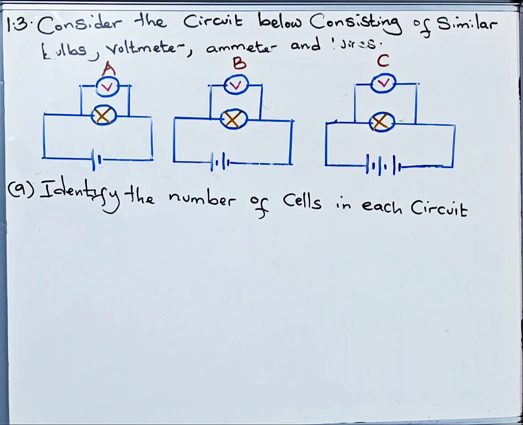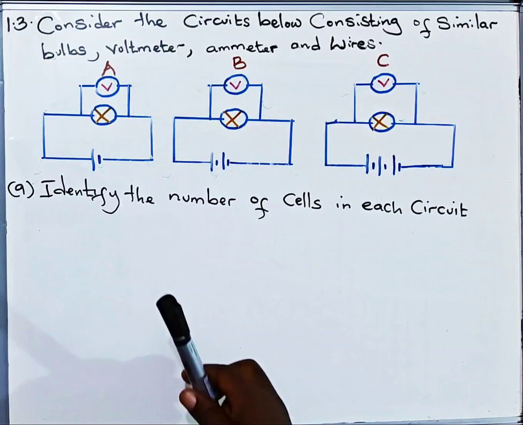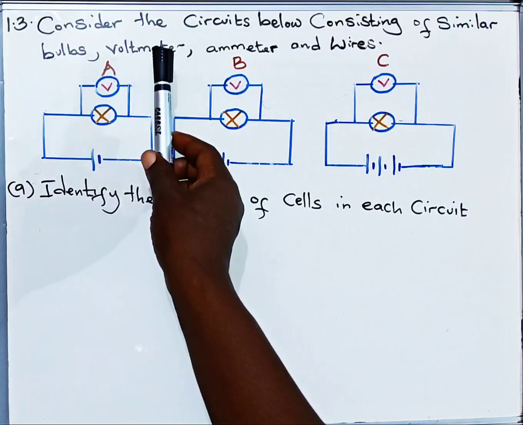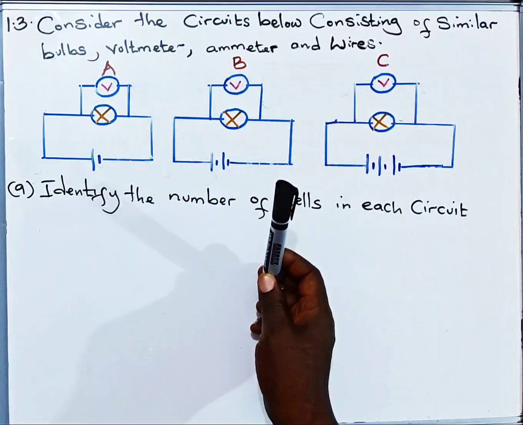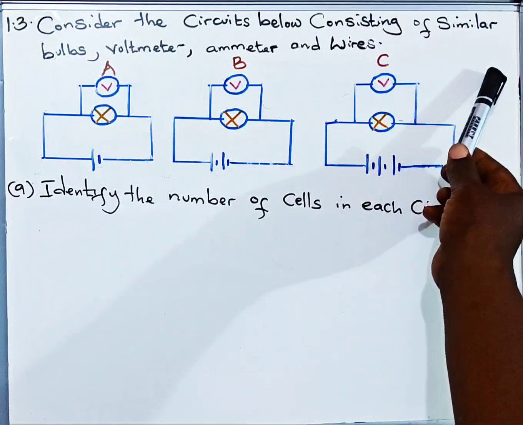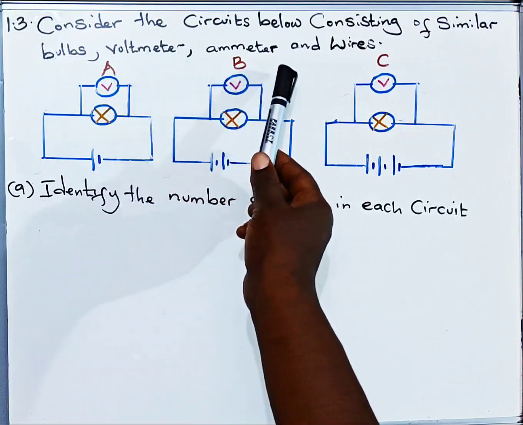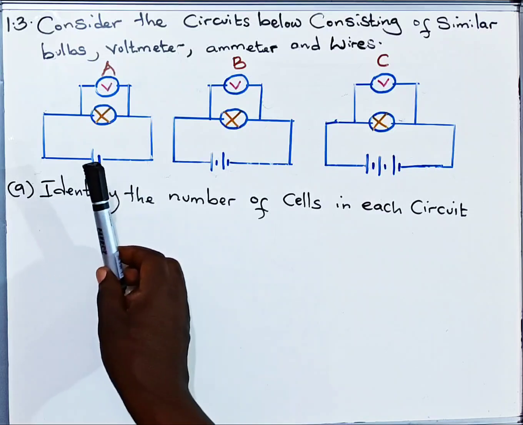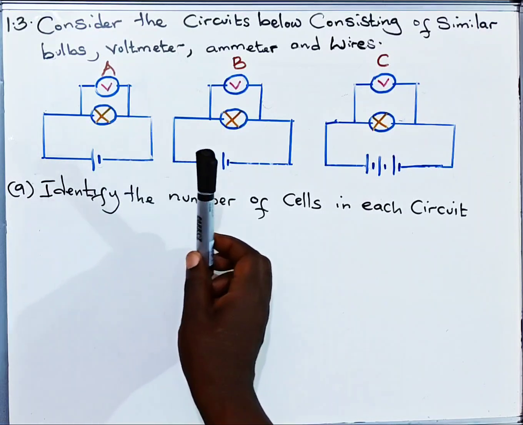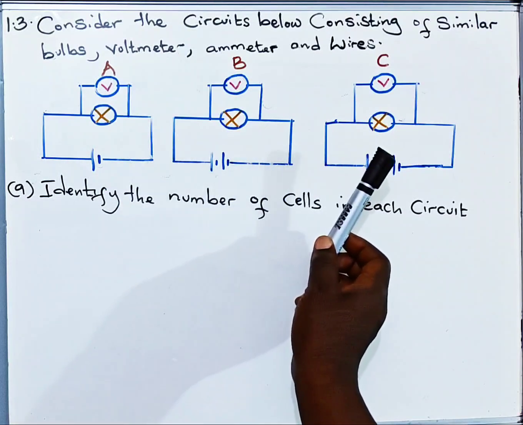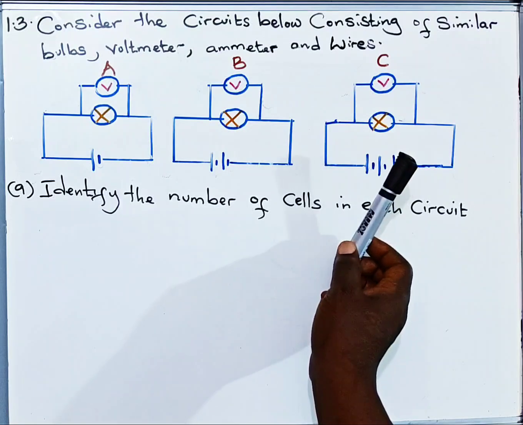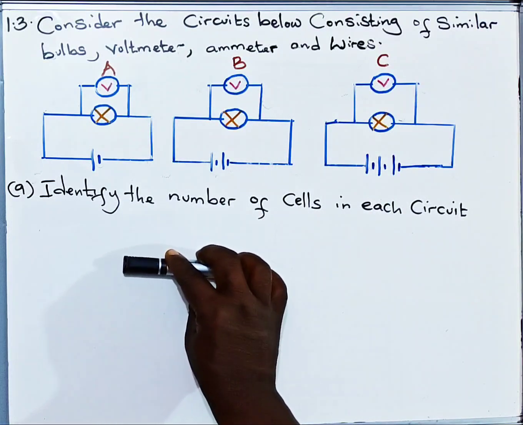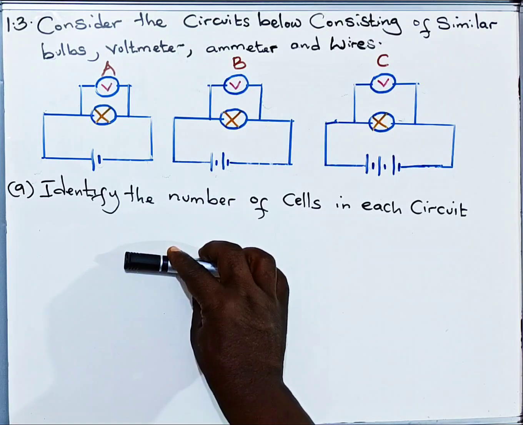Yes, today we are looking at this question. The statement reads, consider the circuits below, consisting of similar bulbs, voltmeter, ammeter, and wires. Okay, these are the circuits. We have circuit A, we have B and C. And the first question says, identify the number of cells in each circuit.